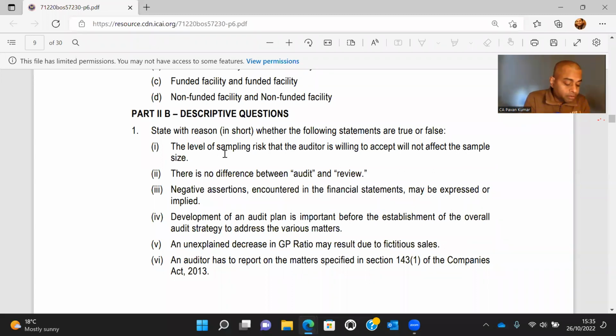So, question number 1. The level of sample risk that the auditor is willing to accept will not affect the sample size. I don't know, I am confused. What to do? Someone please help me now. Correct or incorrect? Incorrect. Everybody is saying incorrect, so I am also writing incorrect.